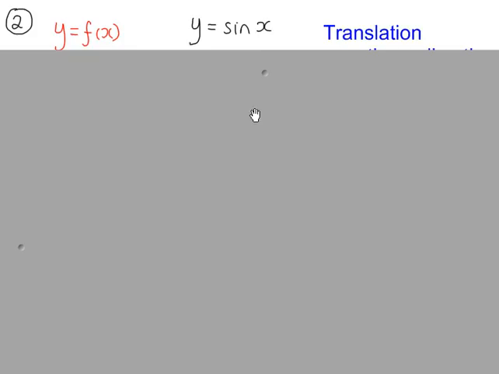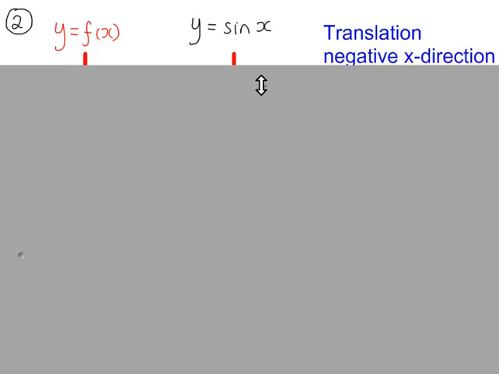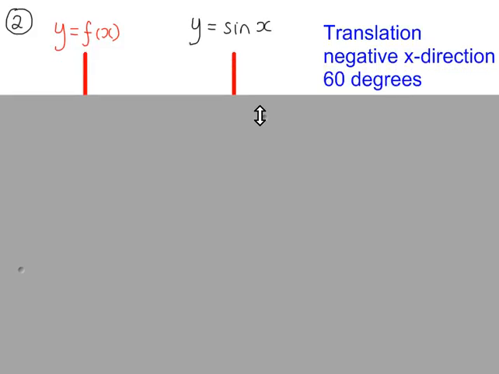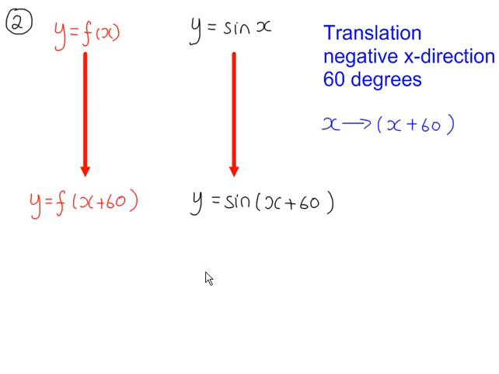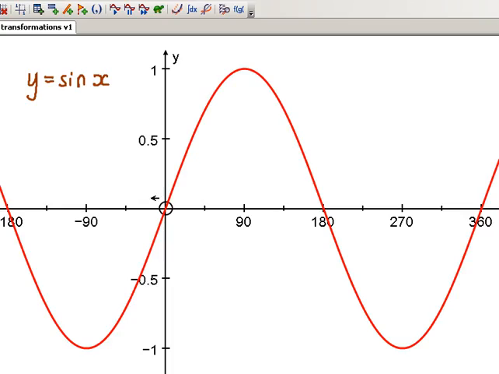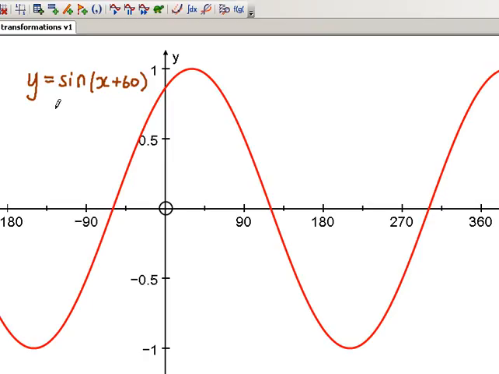Example 2, a translation in the negative x direction by 60 degrees. Replace the x with x plus 60. So we have y is equal to sine x plus 60. So y is equal to sine x. The graph moves to the left by 60 degrees. So we have the graph of y equals sine x plus 60.